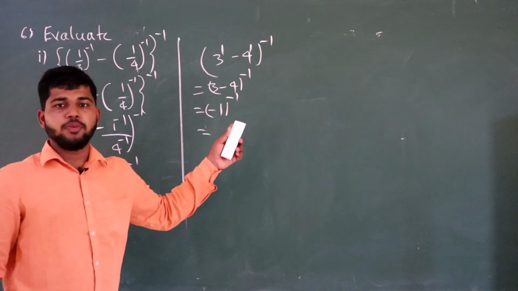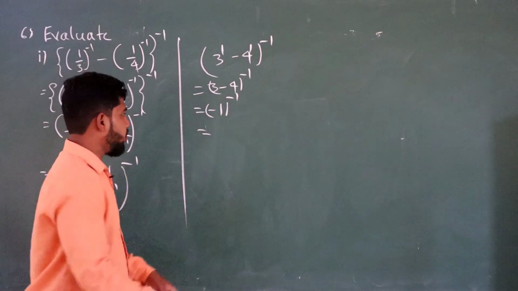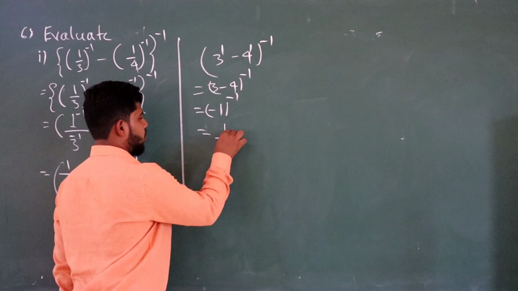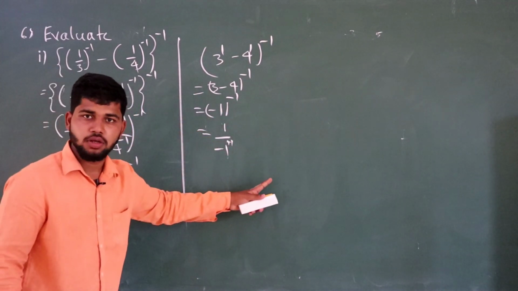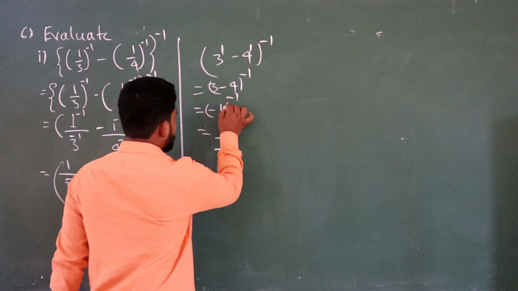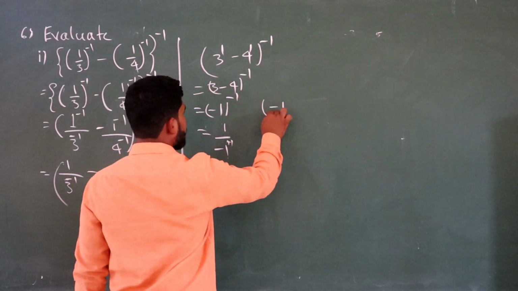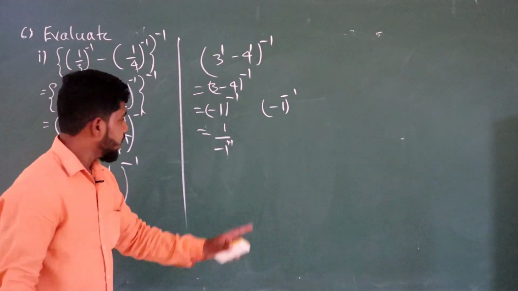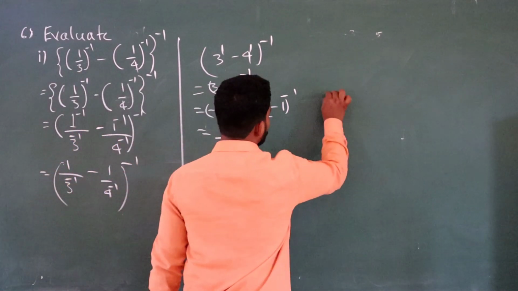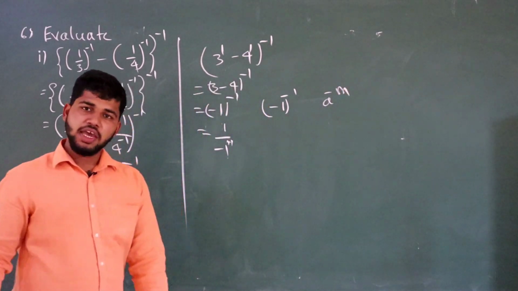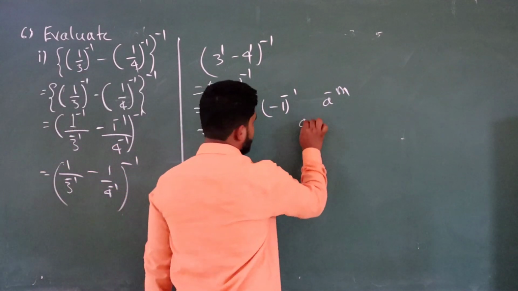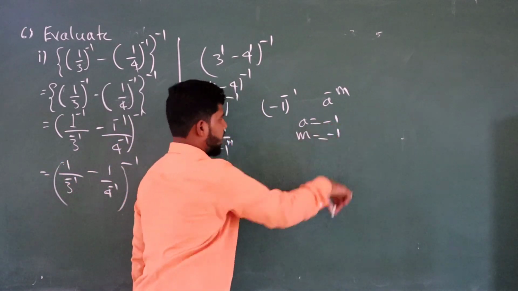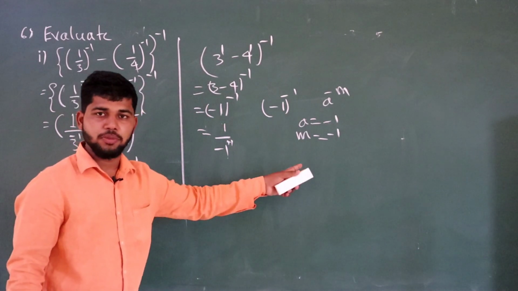Now it is in the form of a^-m. Now we can convert it, because minus 1 becomes plus 1. Here in this problem, (-1)^-1 is in the form of a raised to minus m. Here a is minus 1 and m is equal to minus 1. The power m is equal to minus 1, and a is the base, minus 1.